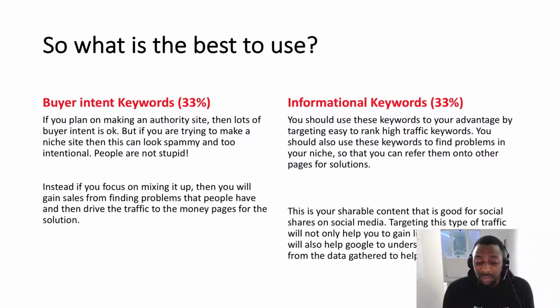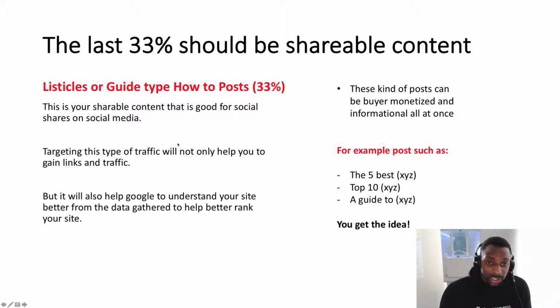So the last type of keyword is the next one that should be shareable content. So these are like listicle or guide type how-to posts. So that's what I've got there, and that's the last 33%. So this is shareable content for social media.